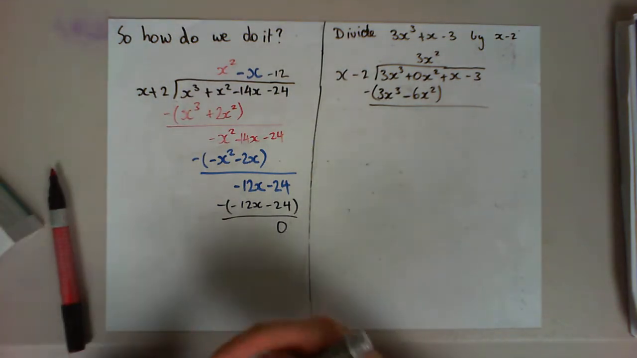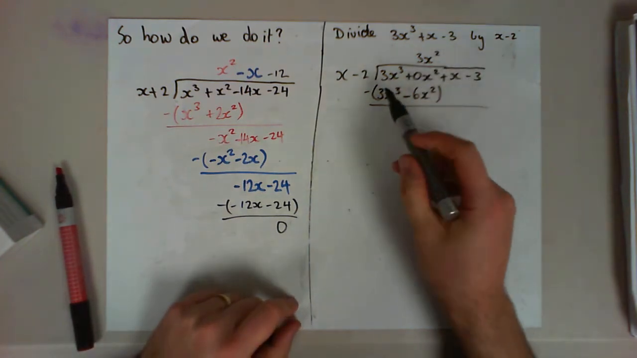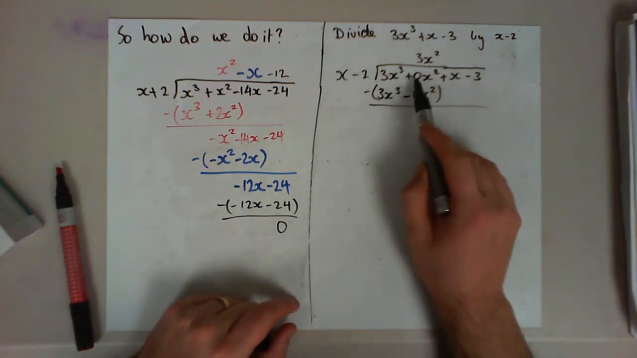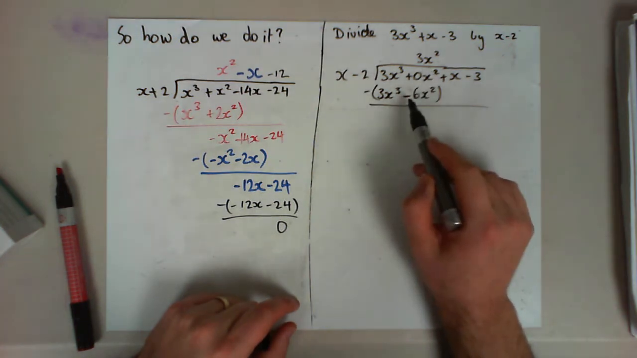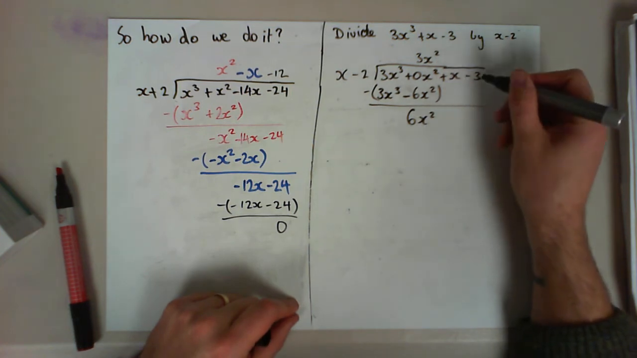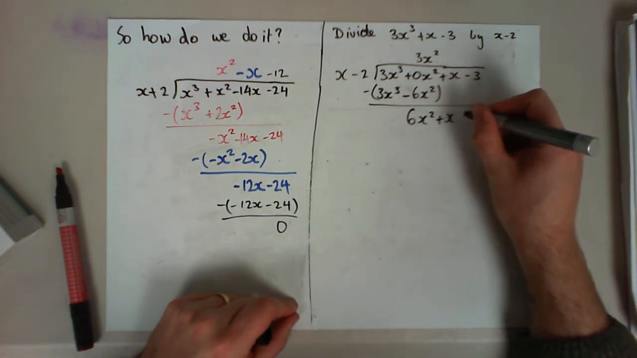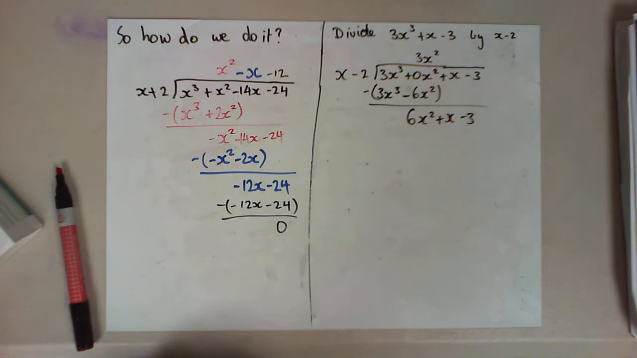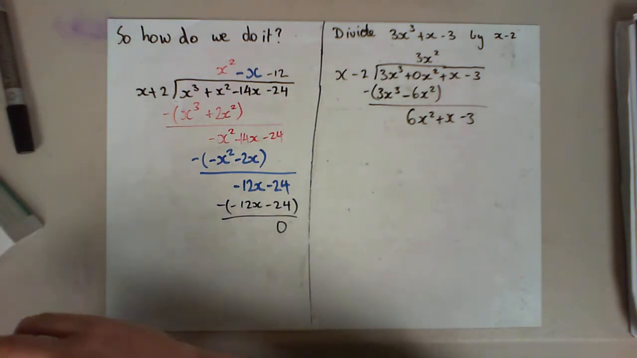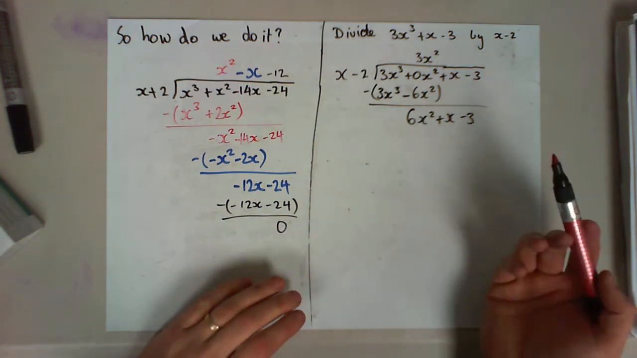Oh, actually, I don't need to change colours just yet. I can bring this stuff down. So 3x cubed, take 3x cubed is 0. That's the whole point. 0x squared, take negative 6x squared will give us positive 6x squared. Bring everything else down. Plus x take 3. Remember, you won't always see that step there. Some people don't do it. I think it's really important. Okay, now we start over.